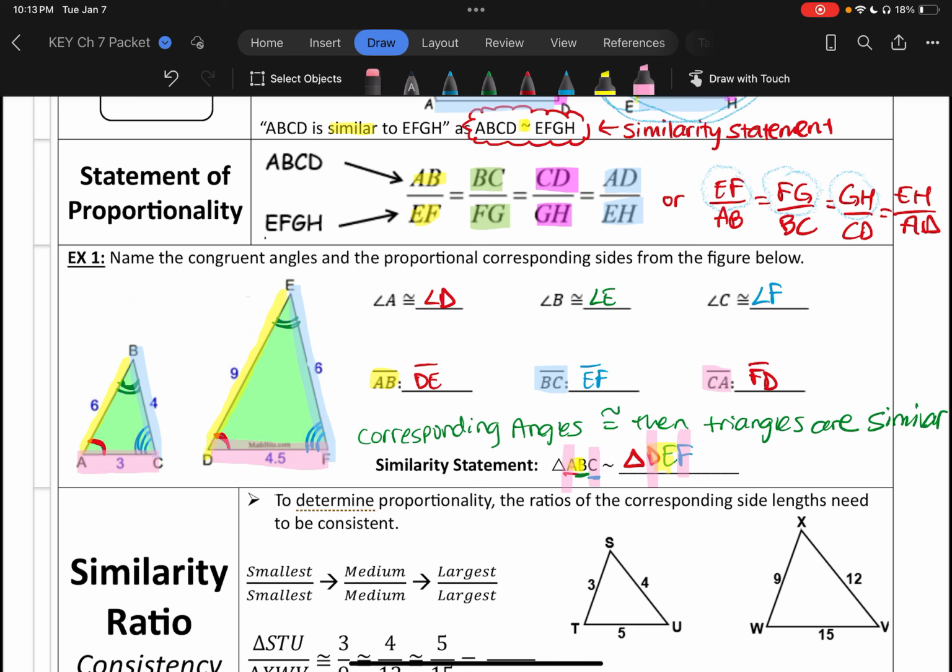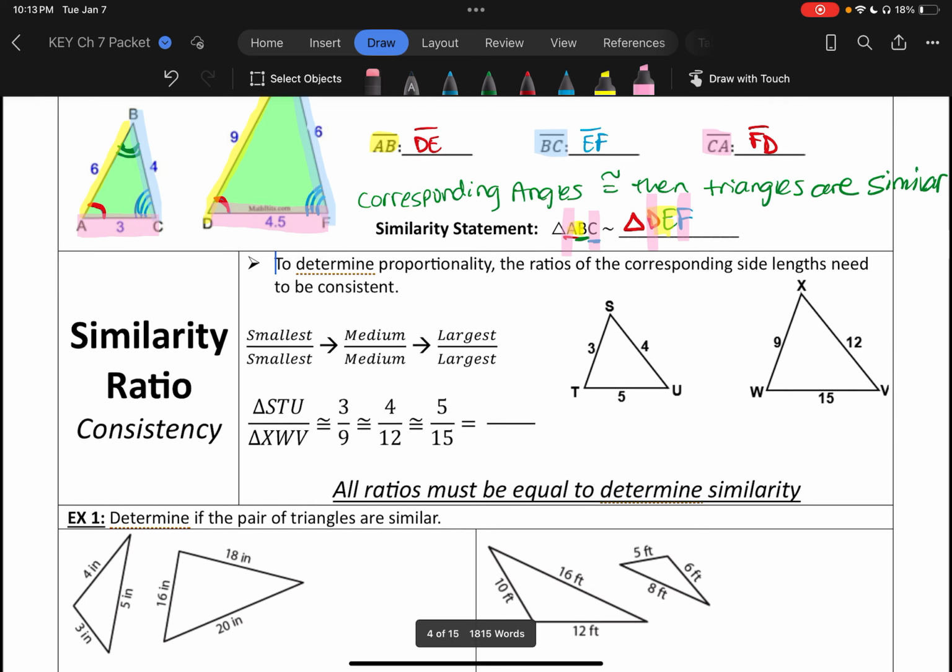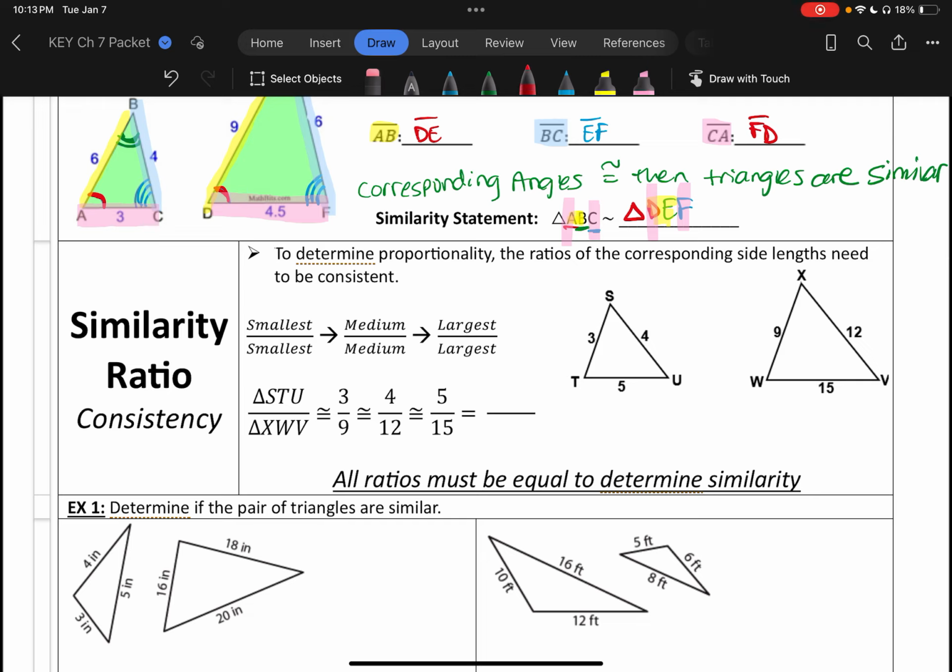All right, so now let's take a look at what a similarity ratio is. So to determine proportionality, the ratios of the corresponding side lengths need to be consistent. And for them to be proportional, they need to not only be consistent, but they need to be equal as well. So if we take a look here at the numbers that we have, there's a lot of information kind of presented in front of us. Let's make sense of what it's saying, right?